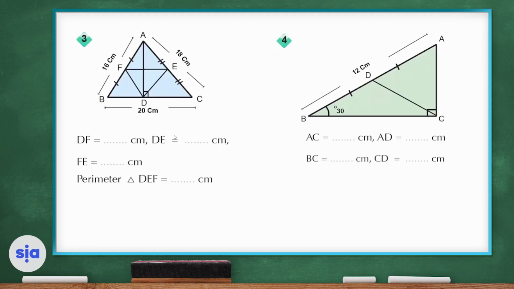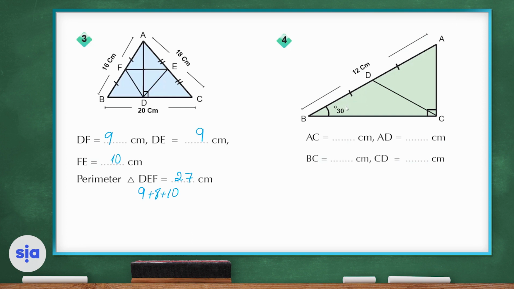Question 3, how can we find the length of DF? DF is 9 centimeters, where DE is also 9 centimeters, and FE is equal to 10 centimeters. So the perimeter of triangle DEF is 9 plus 8 plus 10, which is 27 centimeters long. Let's go to question number 4.